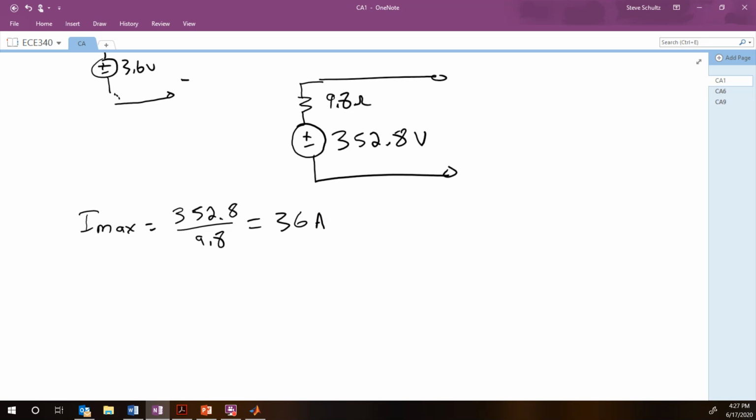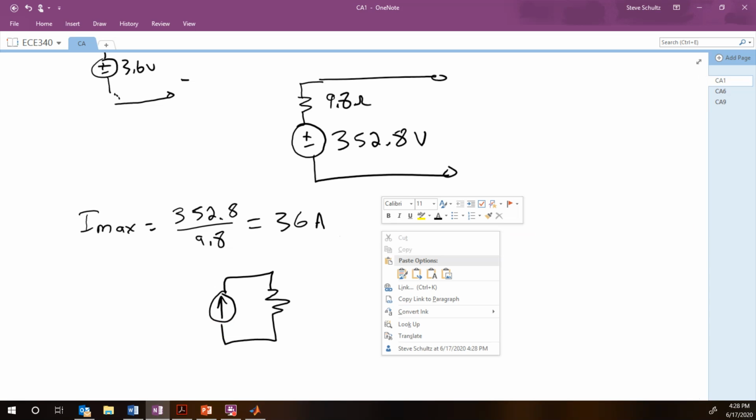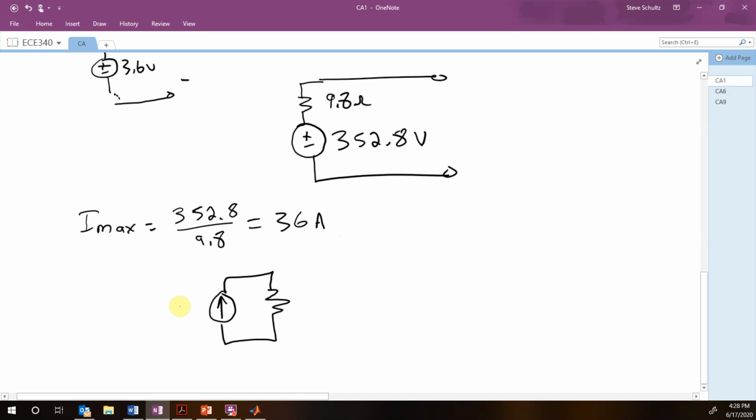Well, I look at this, and again, I'm going to use some of the principles I had in 340. I want to convert this into a current source. So I'm going to use a current transformation, which looks like this. And so then you see this is going to be 36 amps. And this is going to be 9.8 ohms. So now I'm going to come in here and add another one of these battery packs.